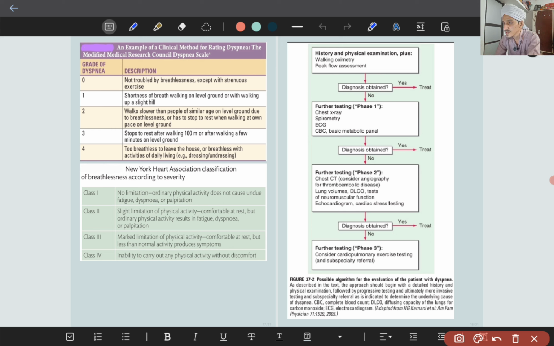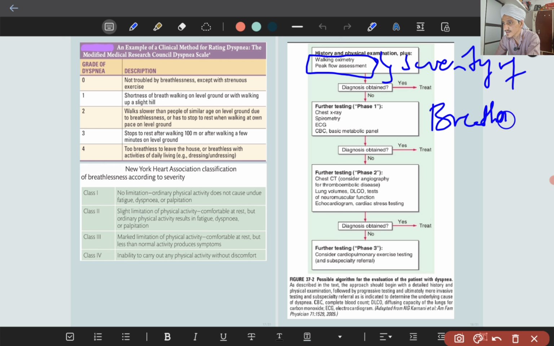So first line investigations again here are walking oximetry and peak flow assessment. See here the first line. These two will assess the severity of breathlessness: oxygen saturation, and peak expiratory flow meter if there is asthma, for the severity of asthma. So you are assessing the severity of breathlessness.